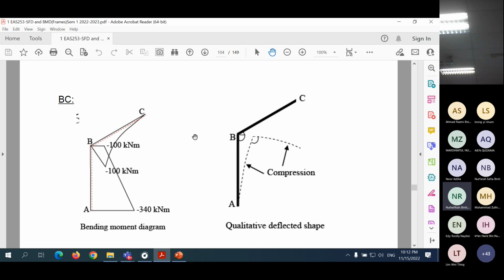A is fixed. Then the angle of BC. So you see, we indicate this. This is to make sure that the angle here before and after, you maintain. Okay? You maintain here. Bend like this, compression at the bottom. Bend like this, compression on this side. Follow this bending moment diagram.